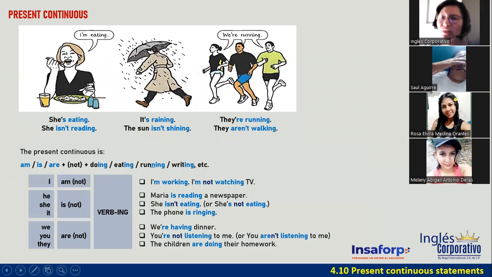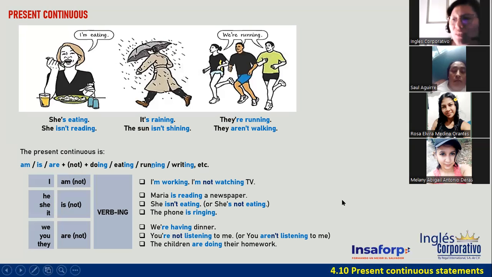So guys, this is present continuous, okay? Now, present continuous, as you can see, we have some examples here. It says she's eating, she isn't reading, right? It's raining, the sun isn't shining. They're running, they aren't walking, right? So the present continuous is am, is, are, o sea, verbo to be, si es afirmativo, plus verb plus ing, etc. Y si es negativo, es am, is, are, plus not, plus verb plus ing. Okay, entonces, as you can see here, we have like the three different elements.